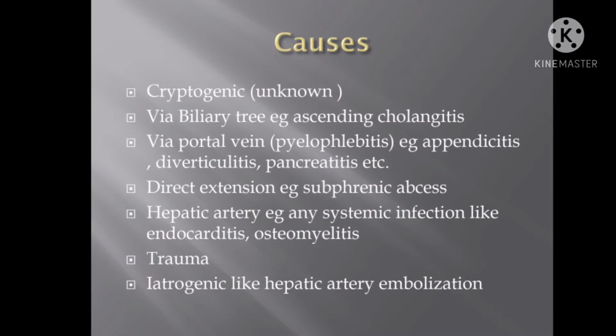And sometimes there is direct inoculation of the liver. For example, somebody has a subphrenic abscess and it may extend into the liver, causing a liver abscess. Trauma is one of the causes, and sometimes the cause is iatrogenic. If somebody is going for procedures like hepatic artery embolization, that may also give rise to a pyogenic liver abscess.